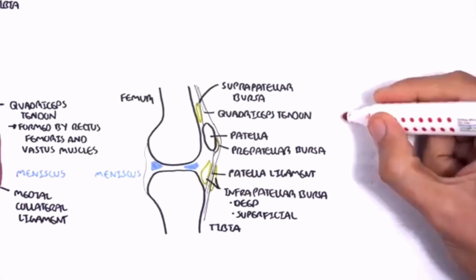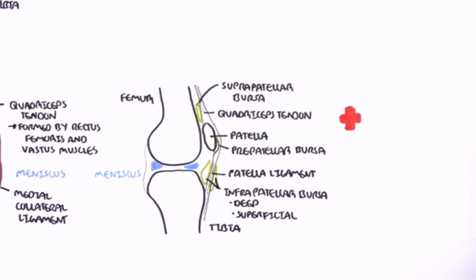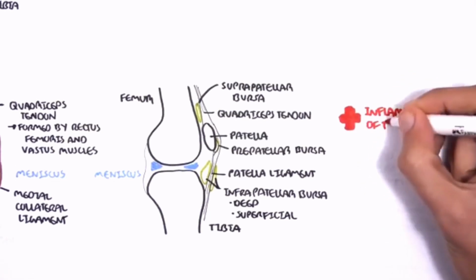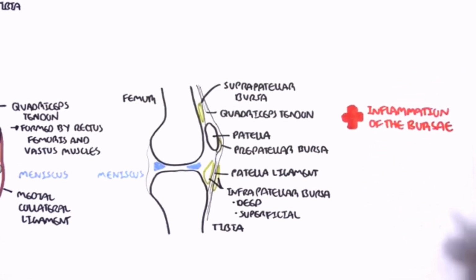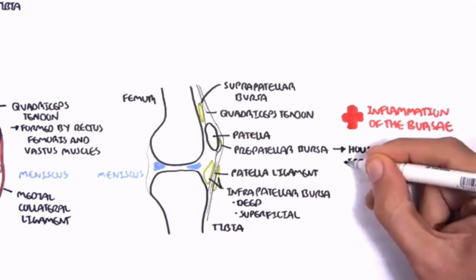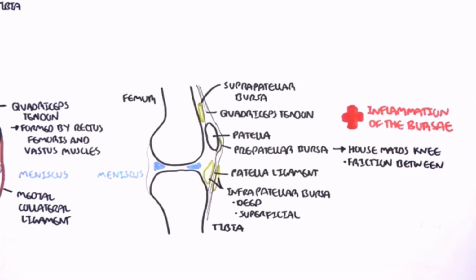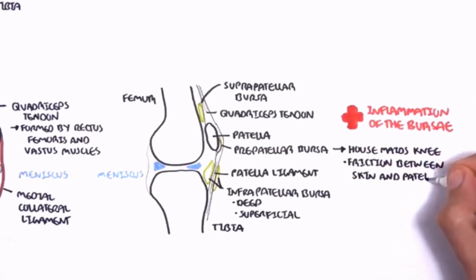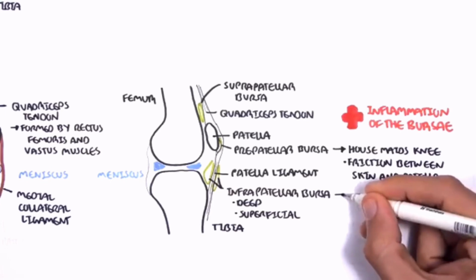Clinically, the bursa can get inflamed because of irritation between the skin and bone from overuse and friction. The prepatellar bursa can get inflamed. This is known as housemaids' knee. This is because supposedly housemaids are on their knees and scrub the floor. This will cause friction between the skin and the patella, leading to inflammation of the bursa between the two.